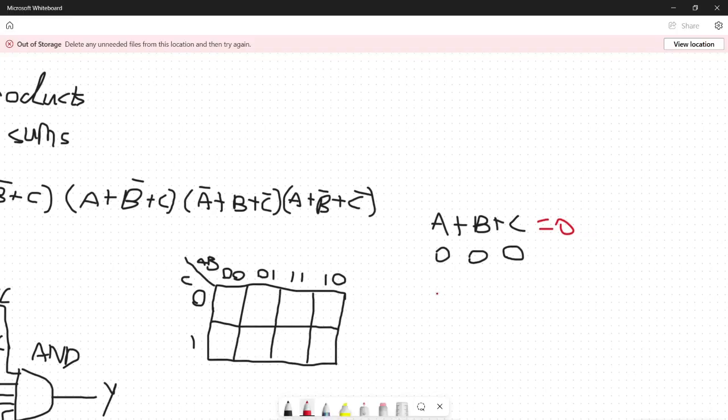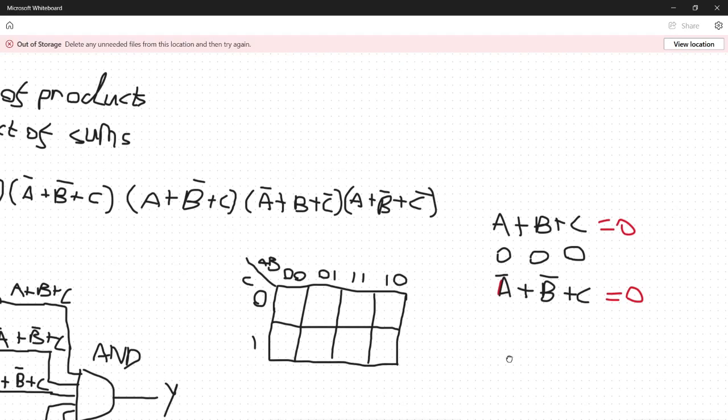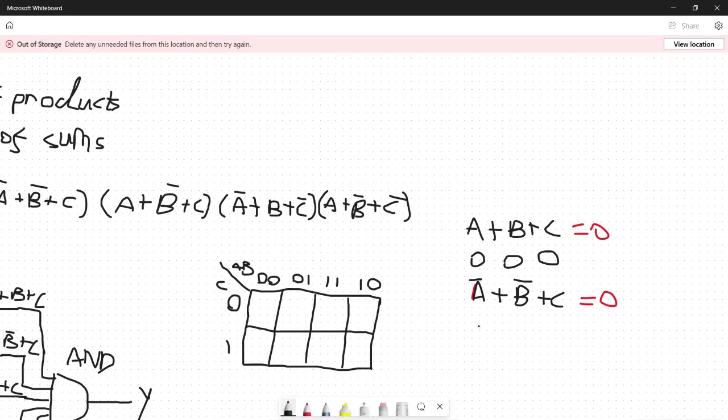Now for A inverse plus B inverse plus C, we also want to make this equal to 0. So to do that, we're going to need to find what values will make it. Now, this will be 1, 1, and 0, because when A is 1, then A inverse will be 0.